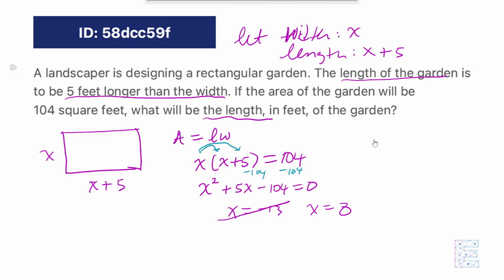The question wants the length. So length is x plus 5, so it'll be 8 plus 5, which is 13. Now for the astute, you might notice, oh, I could have just picked this number, just take the positive version of it. Yes, that is always the case. Even though you get the negative version, that'll be the other length. Anywho, long story short, the answer is 13.